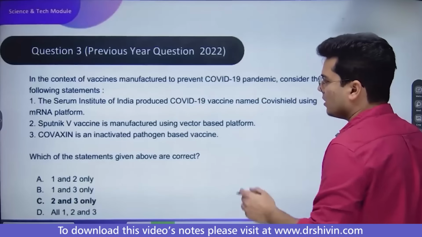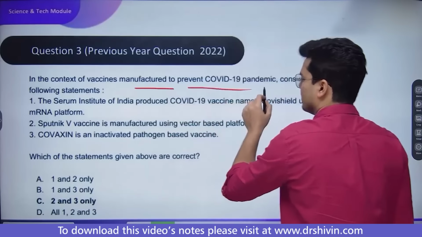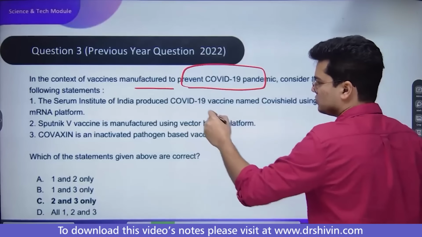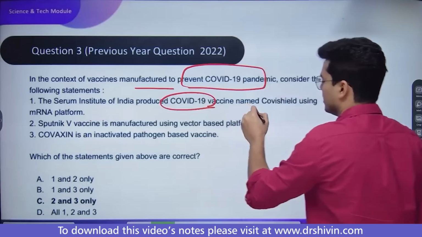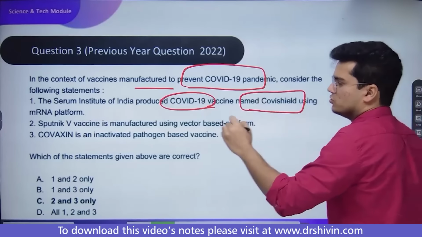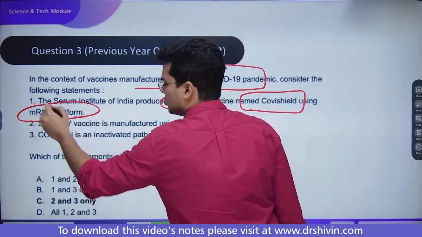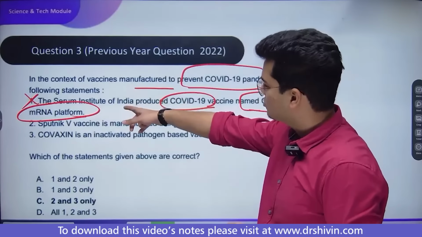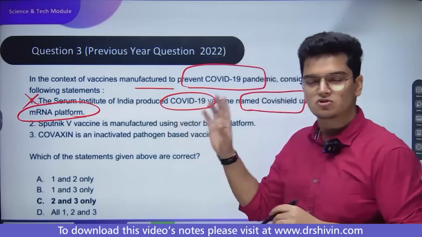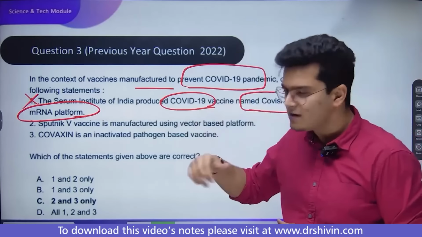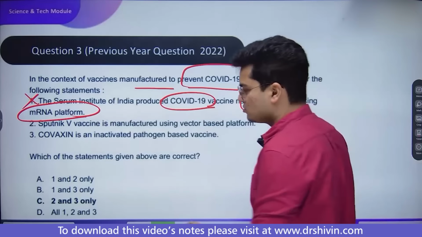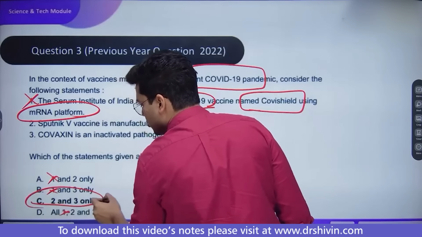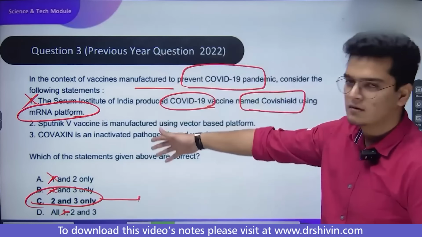Next, in context of vaccines manufactured to prevent COVID-19, consider the following statements. Serum Institute of India produced COVID-19 vaccine called Covishield using mRNA platform. You know this statement is wrong, right? Serum Institute of India का जो Covishield vaccine है, it is not mRNA vaccine, it is viral vector vaccine, right? So if you just eliminate the first statement, the answer is there. You don't even need to think about 2 and 3.